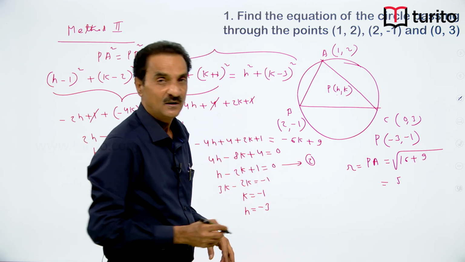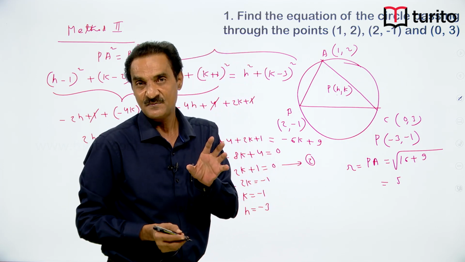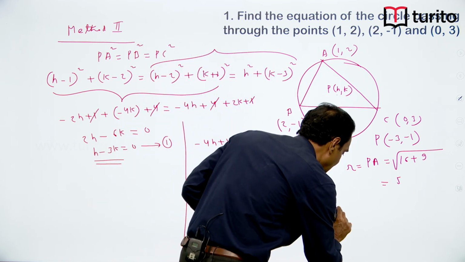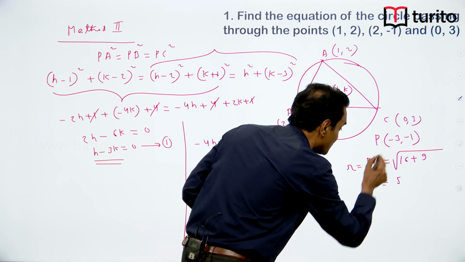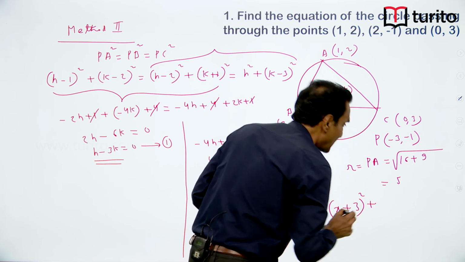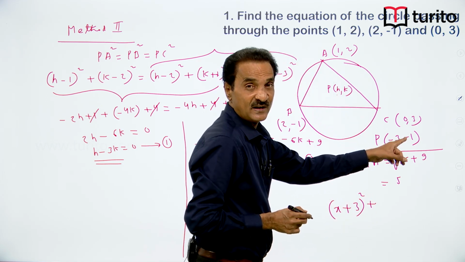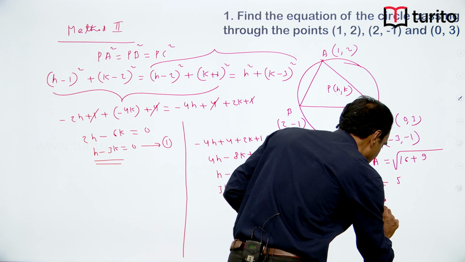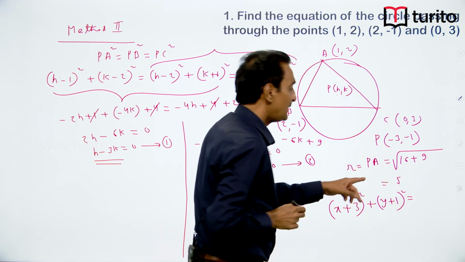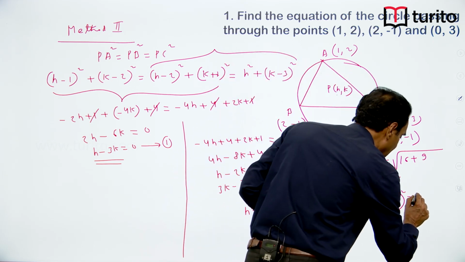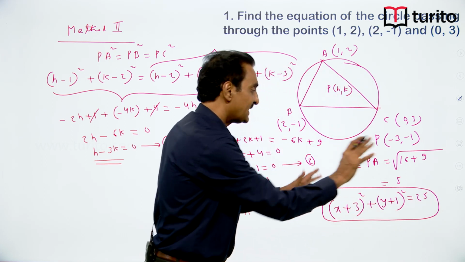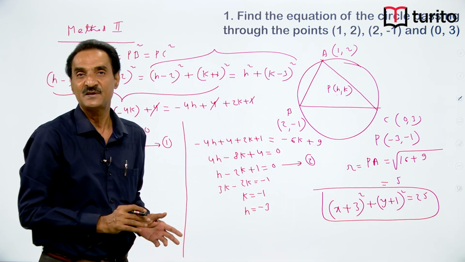Now, what is the equation of the circle with center minus 3 comma minus 1 and radius 5? You know the formula for equation of circle. When center and radius are given, you can use it. You will get x minus h whole square means x plus 3 whole square plus y minus k whole square is y plus 1 whole square is equal to r square. R square is 5 square 25. So, this is our answer. If you expand it, you will get the same answer as the previous method, method 1.